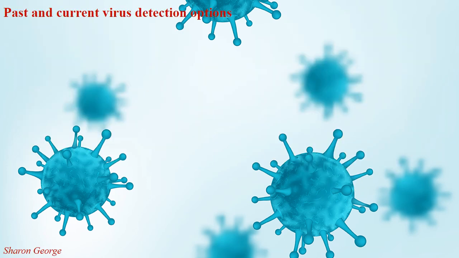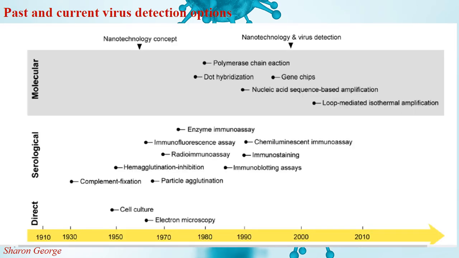Past and current virus detection options. The first studies on virus isolation and detection were started early in the 1950s when the first cell culture system and electron microscope were developed. Serology remains the standard method for virus detection.